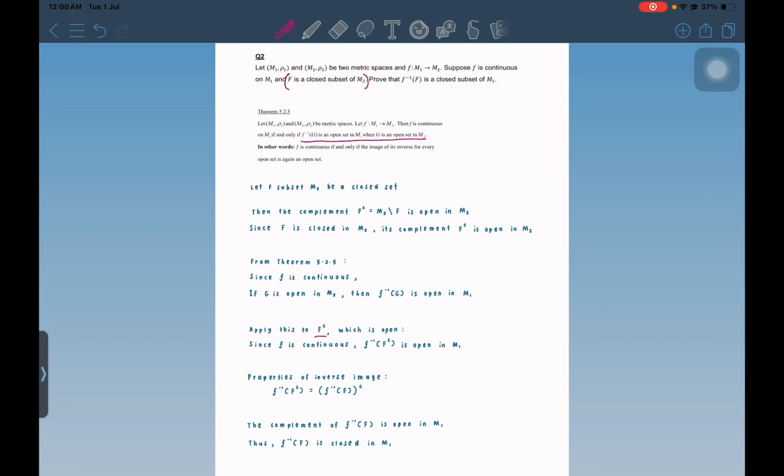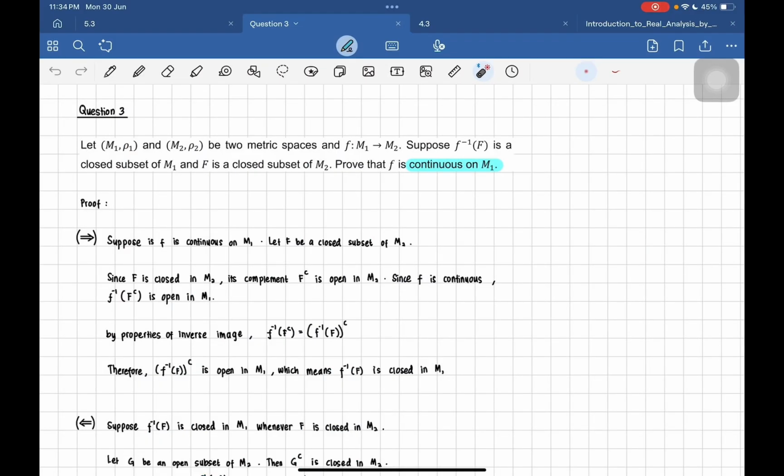Thus, we can conclude that f inverse of F is closed in M1. So for question number 3, we have to prove two sides, the left side to the right side and also the right side to the left side. The first one is: suppose the function f is continuous on metric space M1 and let F be a closed subset of M2. Here we want to show that the inverse image of F is closed in M1.